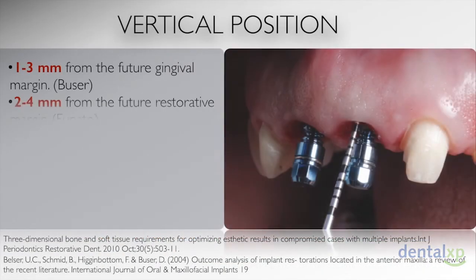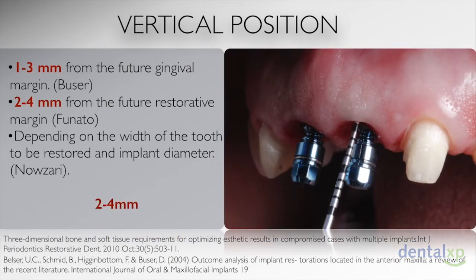As far as the apicocoronal positioning of the implant platform, Buser et al. recommended 1 to 3 millimeters from the implant platform to the future gingival margin. Funato et al. recommended a 2 to 4 millimeter distance from the future restorative margin. And those guidelines are really dependent on the diameter of the implant placed and the width of the tooth to be restored. But 2 to 4 millimeters is generally our range to allow for the restorative dentist sufficient running room to develop the correct restorative emergence, and may be erring on the deeper side in sites of immediate implants.